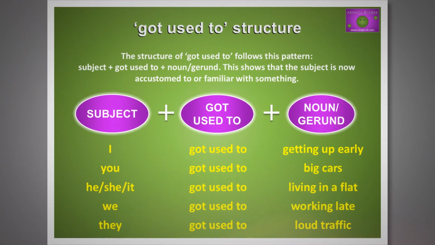It can also be used in the past tense. The structure is subject plus got used to plus a noun or gerund. This shows that the subject is now accustomed to or familiar with something. For example, you got used to big cars.